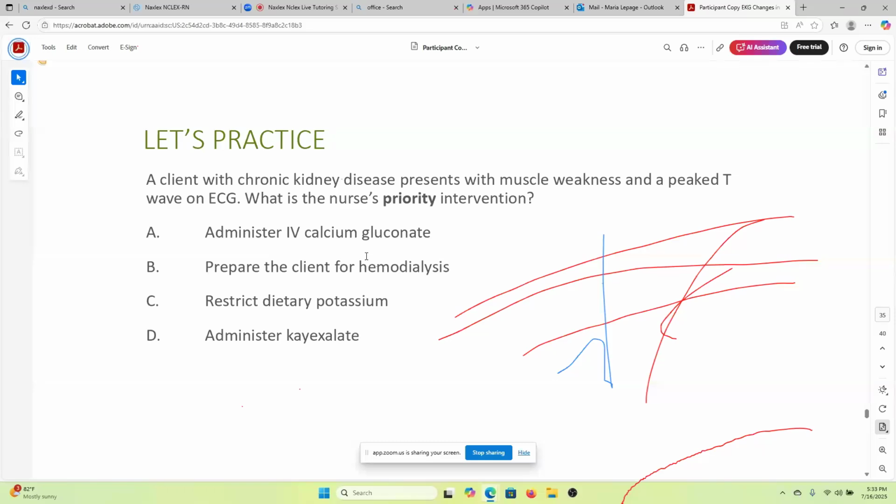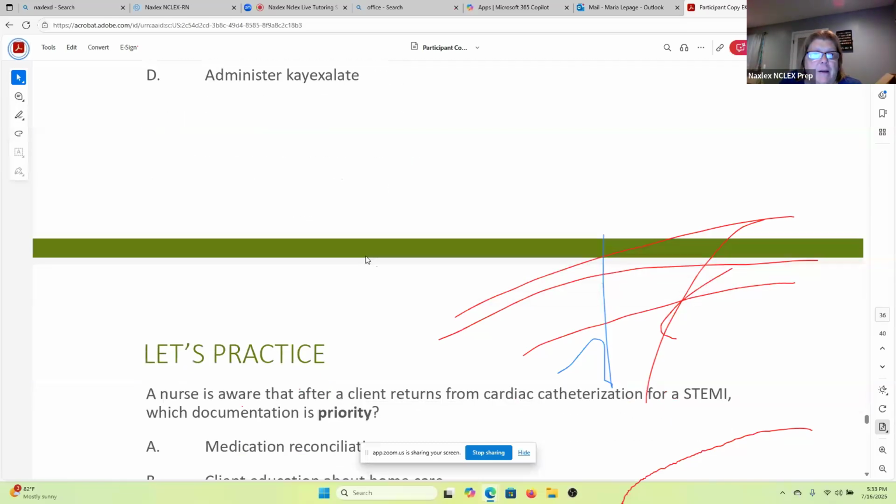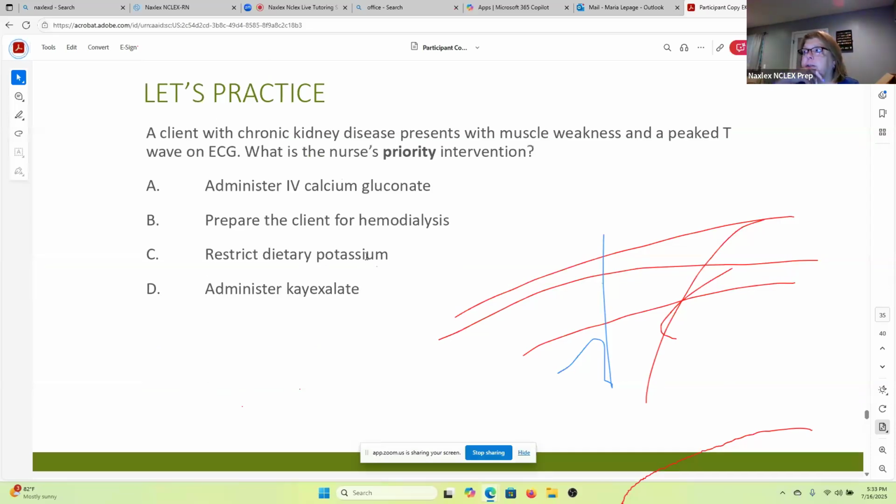The potassium is high, a cause of cardiac dysrhythmias. Right. Well, not necessarily, but also they have muscle weakness and those peaked T waves. And typically the peaked T waves are indicative of severe hyperkalemia. So we need to do something other than just get rid of it through the GI tract. And this patient has muscle weakness. So they need that IV calcium gluconate.